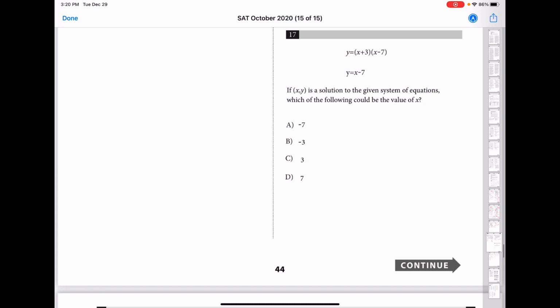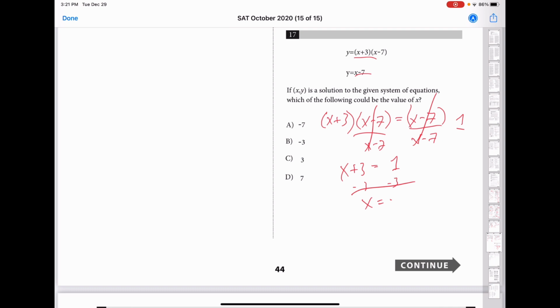Number 17. If x and y are solutions to the given set of equations, which of the following could be the value of x? So we can set these two values equal to each other: x plus 3 times x minus 7 equals x minus 7. We can divide both sides by x minus 7, and then these cross out and leave a 1. So we get x plus 3 is equal to 1, minus 3 on both sides, and we get x equals negative 2. Unfortunately, that's not a possible answer, maybe because it has two solutions.